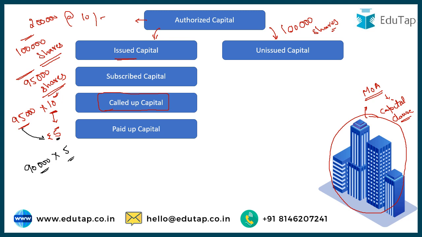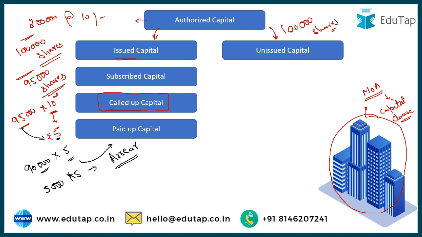So this 90,000 into 5 is going to be the paid up capital. This is the amount which is actually paid up by the shareholders. Now this 5,000 into 5 which is pending is going to be the arrear amount. This is still in arrear and the shareholders would be required to pay this amount to the company, and if they do not pay, the company may try to forfeit their shares. The company may cancel their shares and forfeit the amount they have already paid to the company, if any.